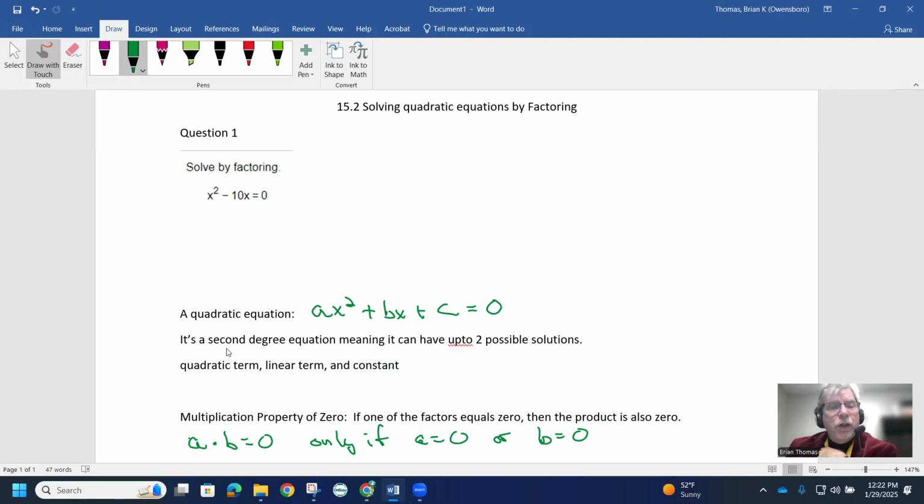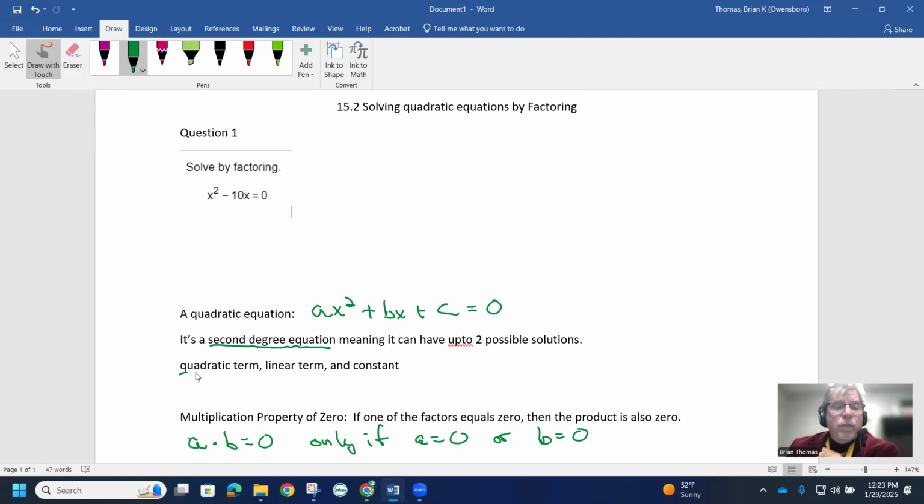A quadratic equation is also called a second degree equation, because the highest degree term is 2. So this is a degree 2 equation. Remember, the x has an exponent of 1, that's degree 1, which we called linear, and the c is a number which represents just a constant. So a second degree equation can have up to two possible solutions. A linear equation just had one solution possible, but a second degree equation can have up to two solutions.